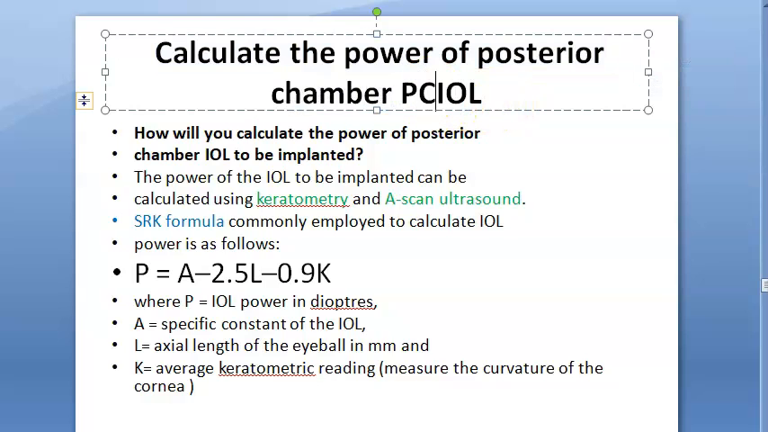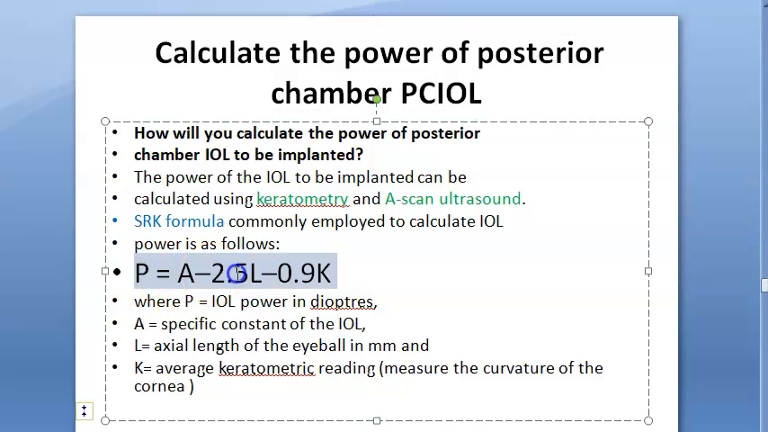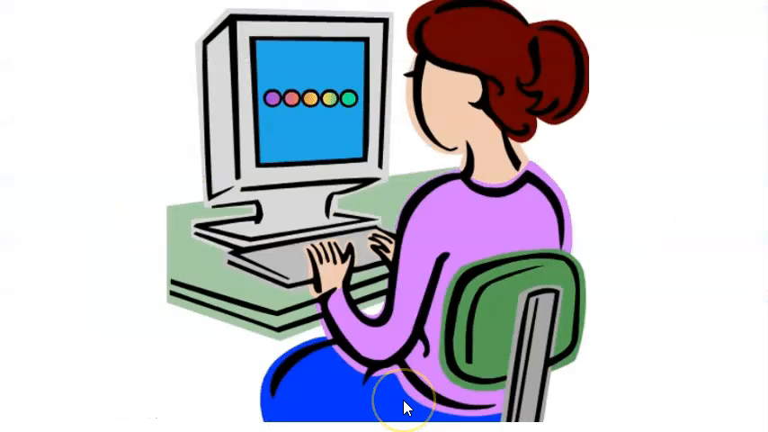How will you calculate? Posterior chamber IOL's power is equal to A minus 2.5 L minus 0.9 K. ALK, like walk. WALK, PALK. What is the power of the posterior chamber IOL? It is A minus 2.5 L minus 0.9 K.